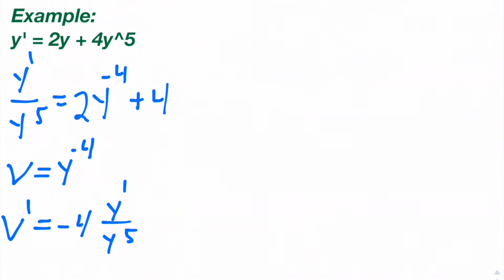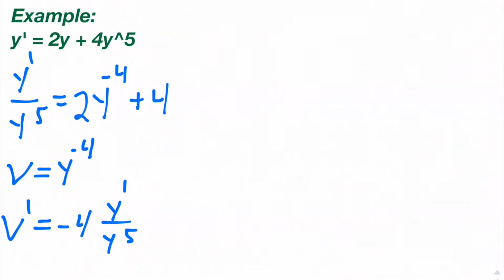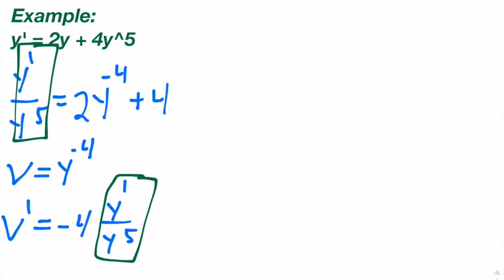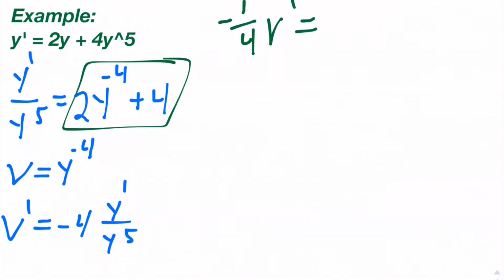From here, it is very easy to go ahead and get the linear differential equation. We have this Bernoulli modified equation. We have two substitution equations. We can use all of that and create a new equation. We recognize that y' over y^5 is equal to the left term of our equation. Therefore, we can make a substitution, -1/4 v'. On the right side, we see we have a substitution, so we can make another substitution, 2v + 4.